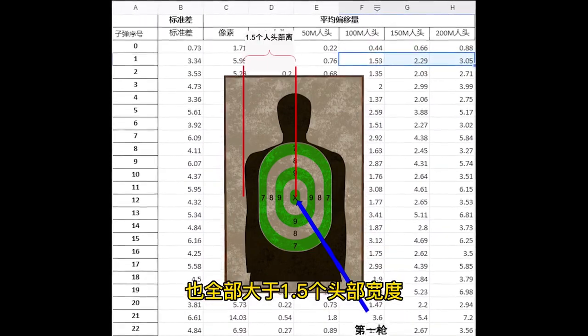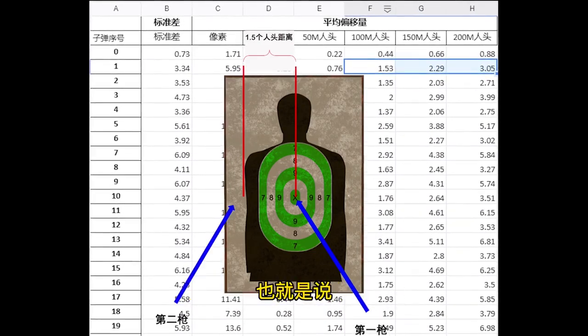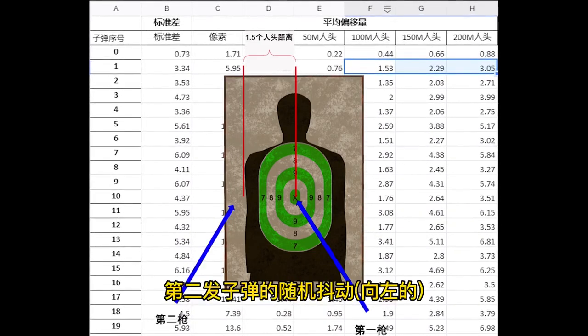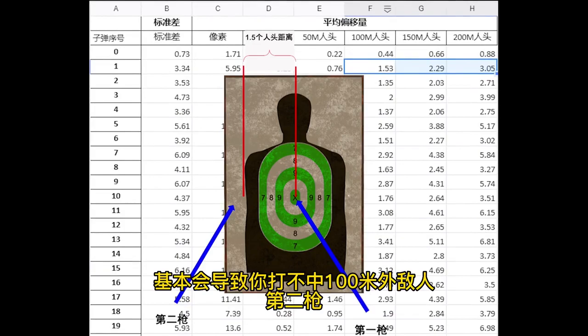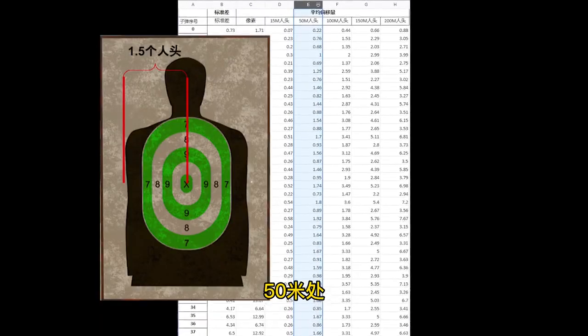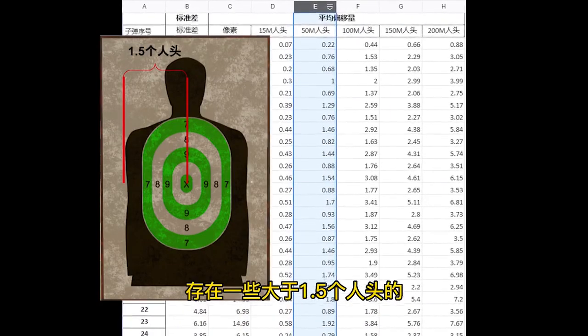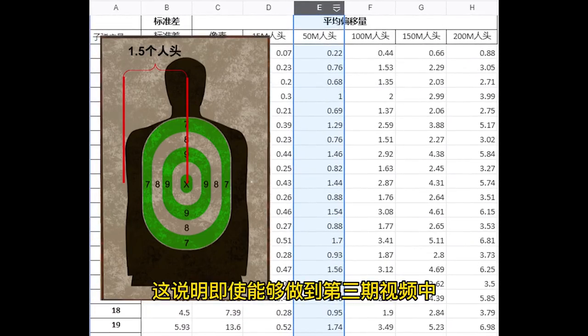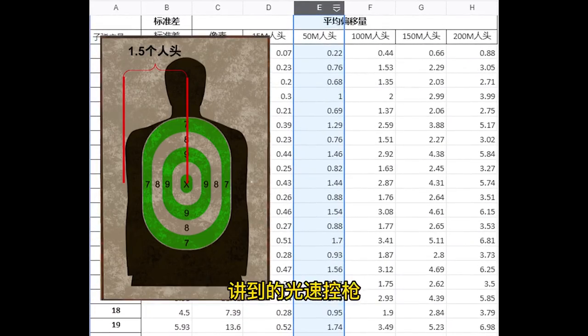Assuming the first shot hits the center of the enemy's torso, from 100 meters, the jitter averages of the second rounds were all greater than 1.5 head widths, which means that the random jitter of the second shot will basically cause you to miss the enemy at 100 meters. There are some large average jitters greater than 1.5 head widths at 50 meters, which suggests that even if you could achieve the lightning-fast gun control talked about in the 3rd video, you still might miss the enemy's torso.